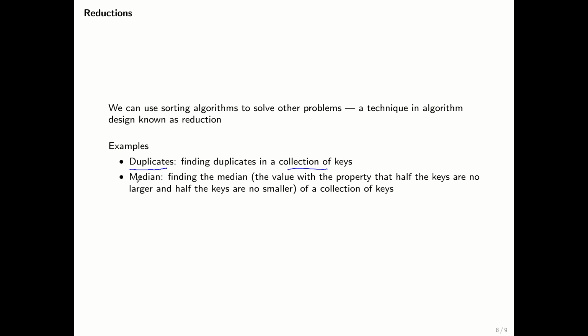Another example is finding the median of a collection of keys. What is the median of a collection of keys? Well, it is the value with the property that half of the keys are no larger and half of the keys in the collection are no smaller. So you're supposed to find such a value. An efficient way of doing that is to take that collection of keys and simply sort it using an efficient sorting algorithm. Once that is done, the median is simply the middle element. And if there isn't a distinct middle, it's simply the average of the two middle elements. So you can use an efficient sorting algorithm to solve this problem of finding the median fairly efficiently.